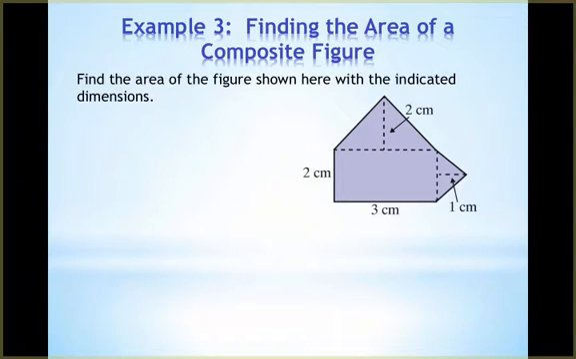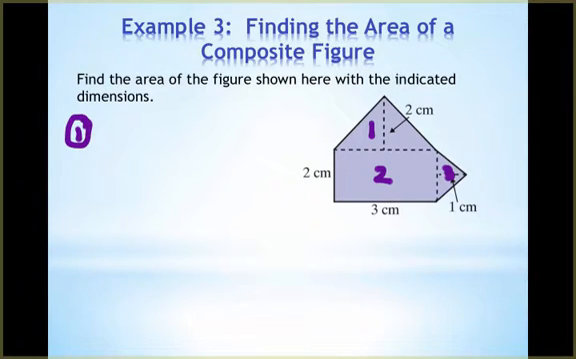In example 3, we're going to find the area of a composite figure. And by composite figure, we just mean that it is a shape made up of other shapes. So if you'll notice here, we have a triangle sitting on top of a rectangle with another triangle on the side. So that's made up of 3 different shapes. The easiest way to find this area is to find the area of each shape.